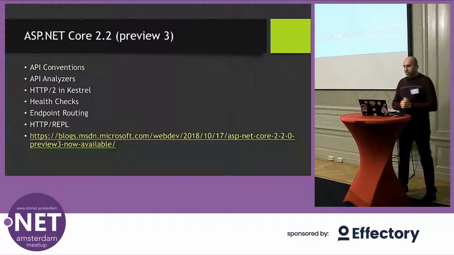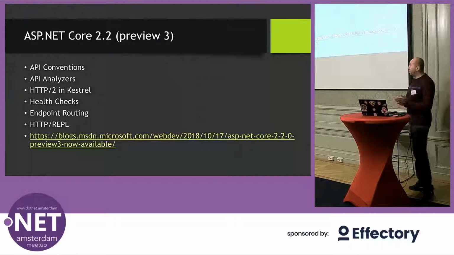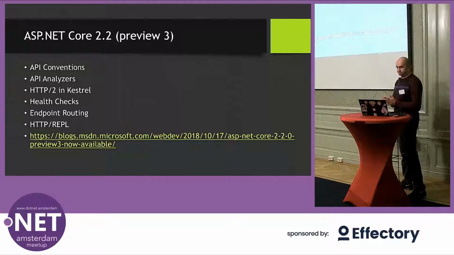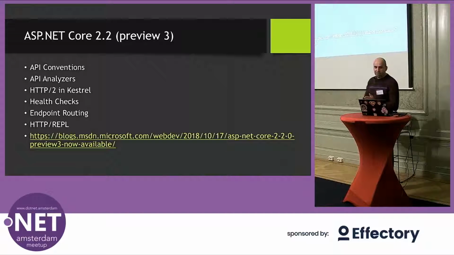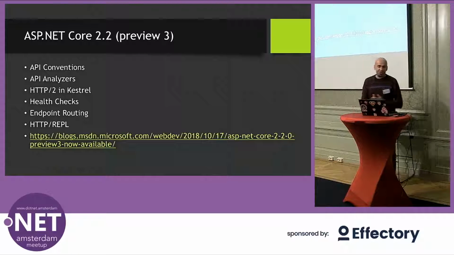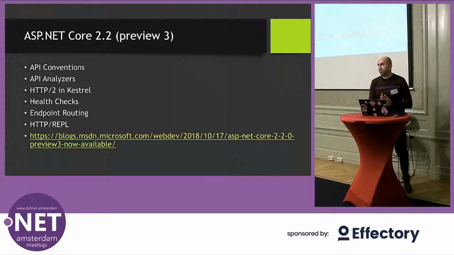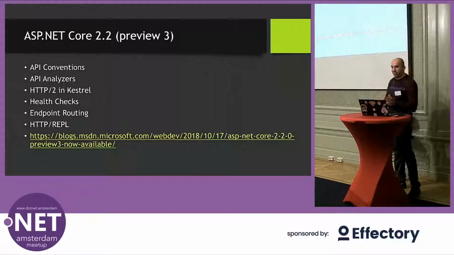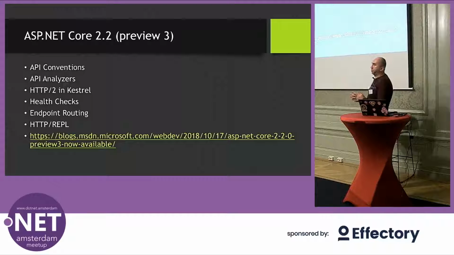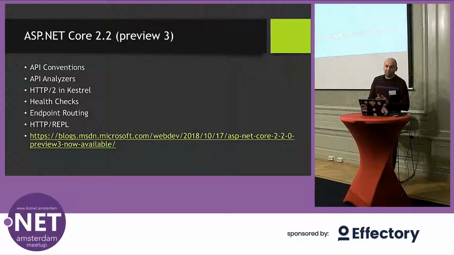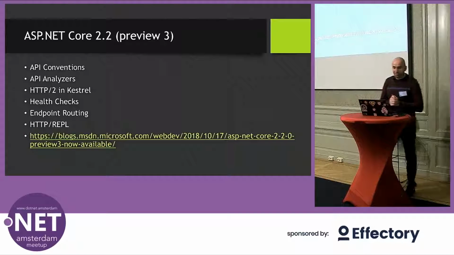And the current version is ASP.NET Core 2.2, which is at the moment in preview 3. I think this will be the last preview. I'm not sure if there will be an RC version. For Entity Framework Core, there will be no RC. They will just go to RTM, and that should happen before the end of this year. So these are the new things in 2.2.